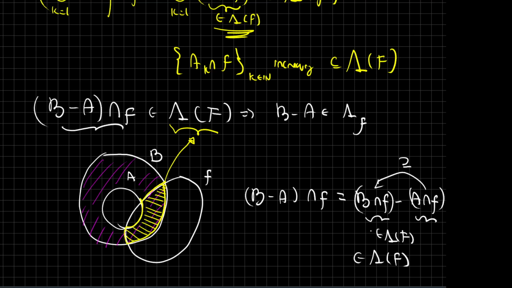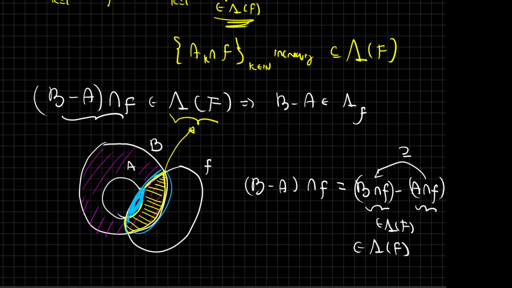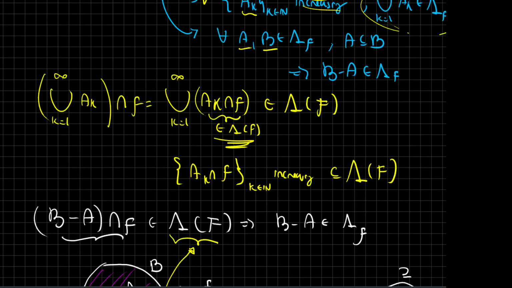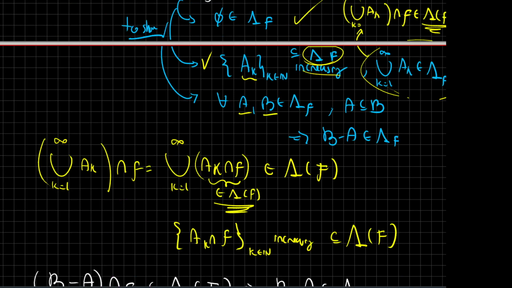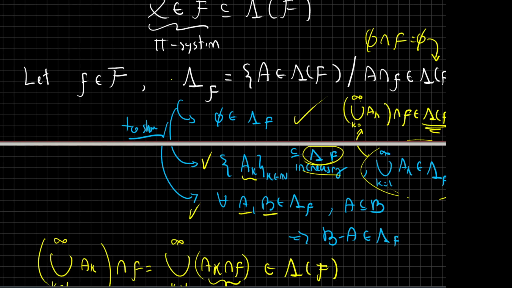And these two are elements of the generated, and this one is included in the other, so this is an element of the generated. And you can see that in the graph because B intersected with F is all of this part, and A intersected with F is only this part. When you subtract that, you will have the yellow part. So it's clear that it happens because A is a subset of B. So with this, we have shown the three properties that define lambda systems. So this is in fact a lambda system.